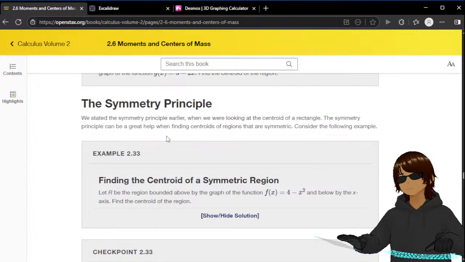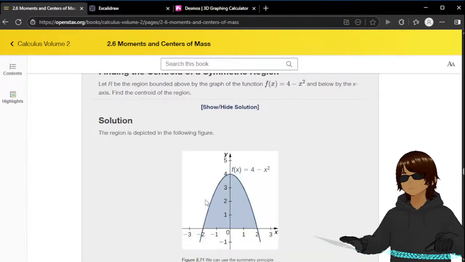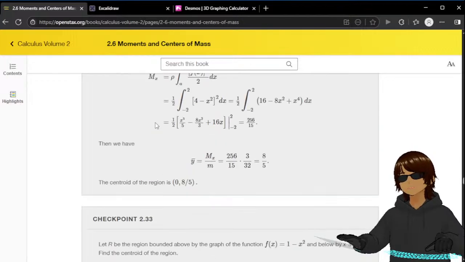We stated the symmetry principle earlier when we were looking at the centroid of rectangles. The symmetry principle can be a great help in finding centroids of regions that are symmetric. Consider the following example: four minus x squared. Oh, so it's somewhere here on this line. But the mass is not the same, right? We just need to find the y. Yeah, the y one.